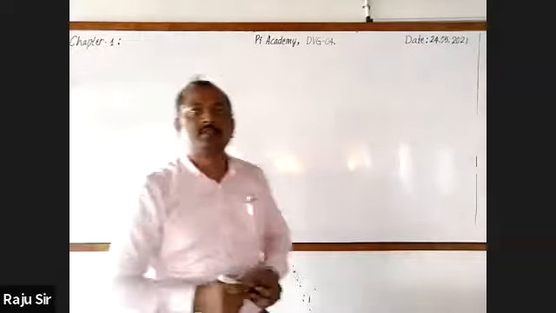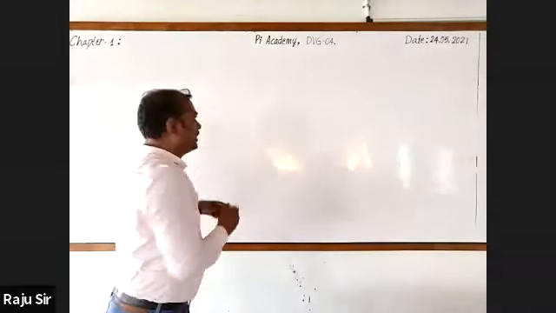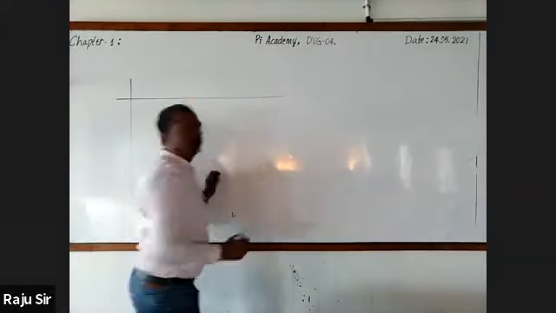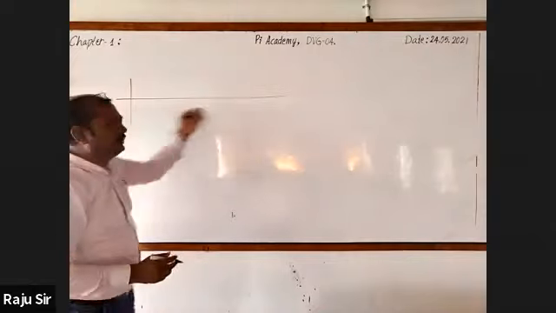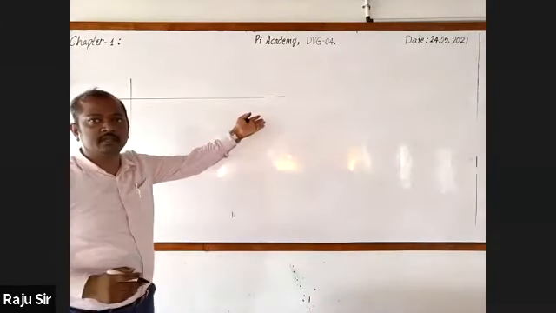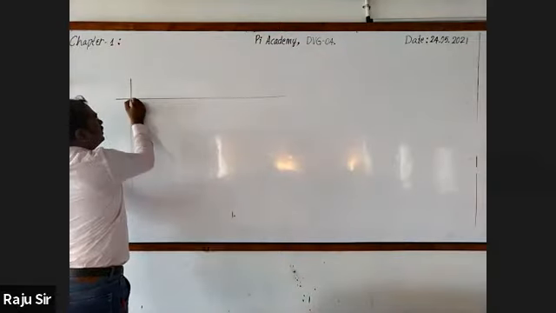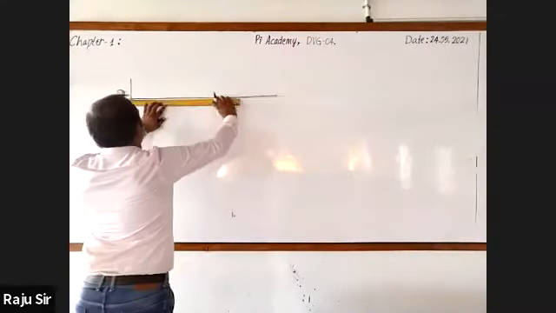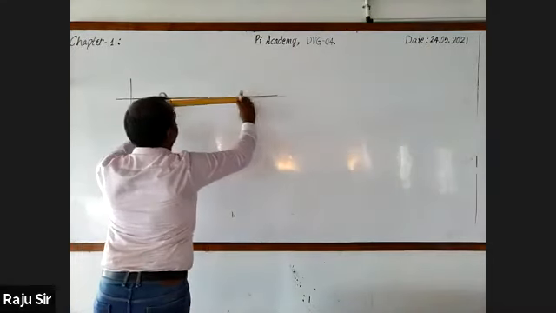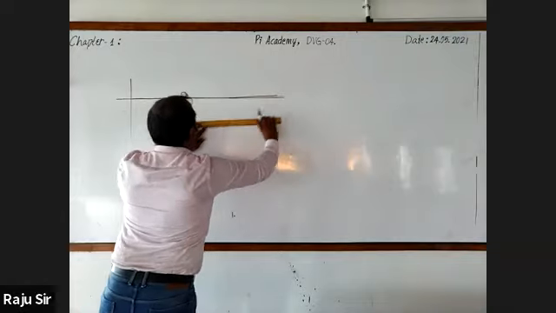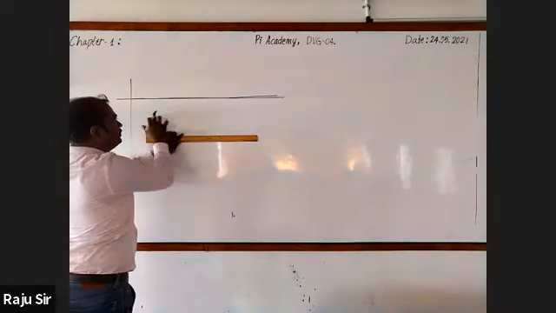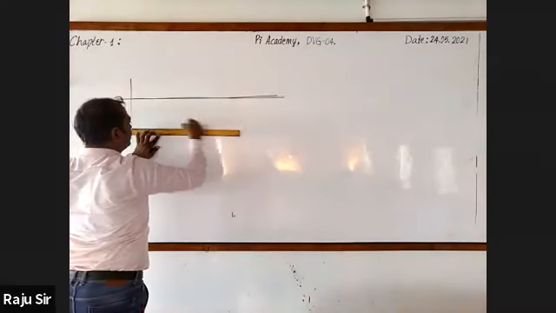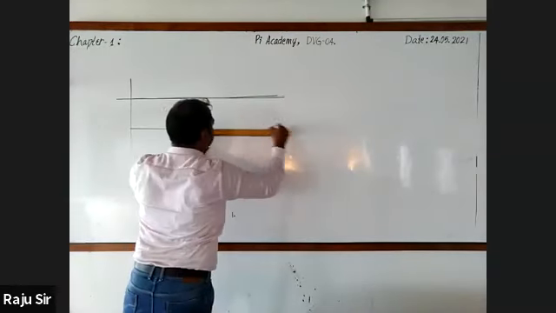Using a scale and pencil, you have to follow this pattern to write the name of the chapter. In your notebook, two margins, vertical and horizontal, are given in red color, is it not? Here you have to draw a line with the scale and pencil, leaving three lines, 1, 2, 3. On the third line, draw another line with scale and pencil.